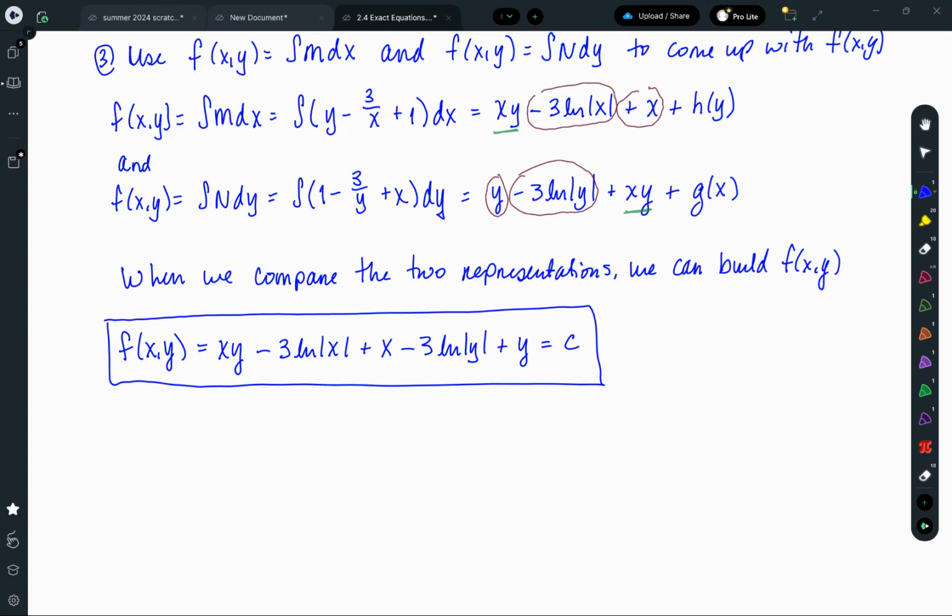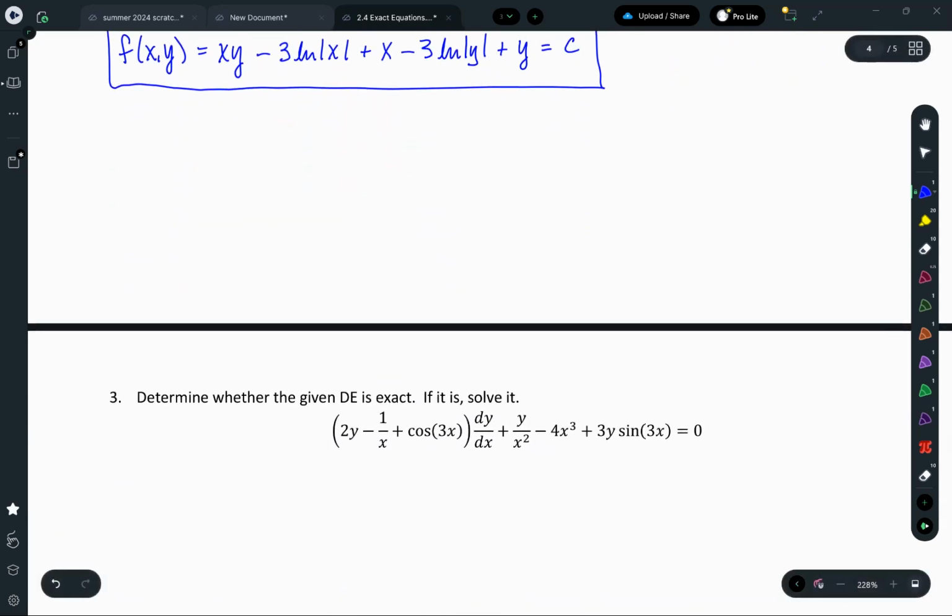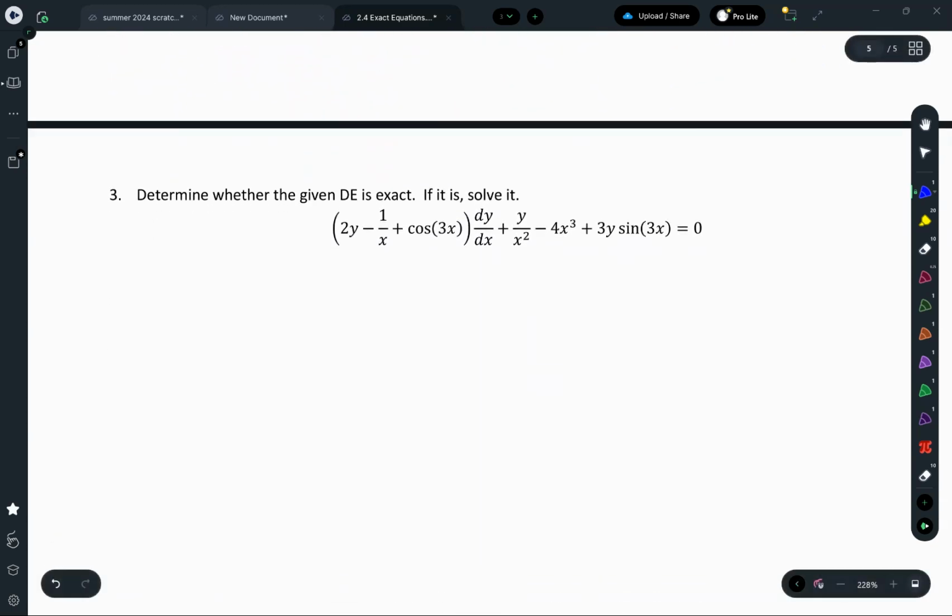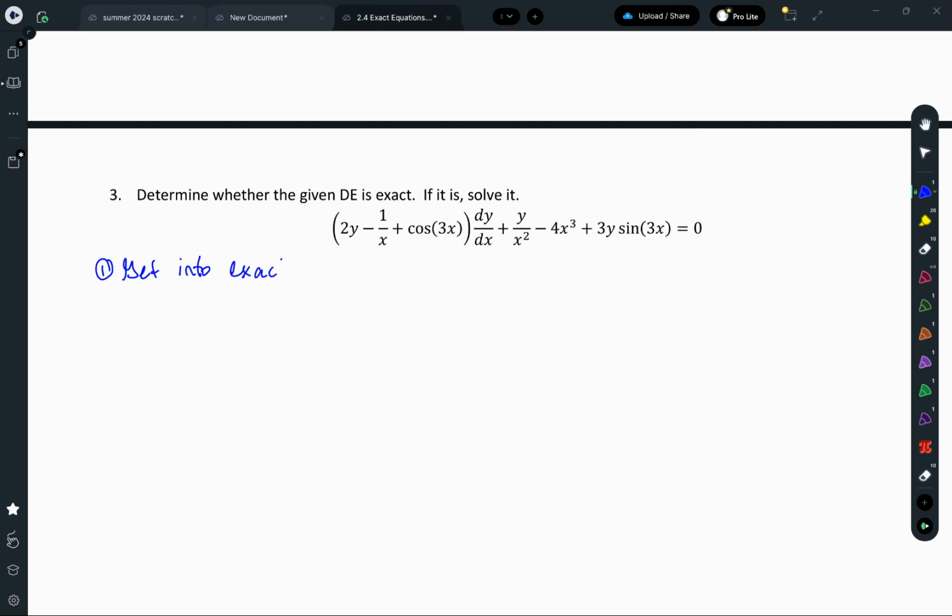Okay, let's do one more example so that you're all set to get started with your homework. All right, so this one did a similar thing where the dy is with its dx, and so we need to be able to split those up. Everything is to the left of the equal sign, and so I'll just start off with multiplying everything by a dx to get into the exact differential form.